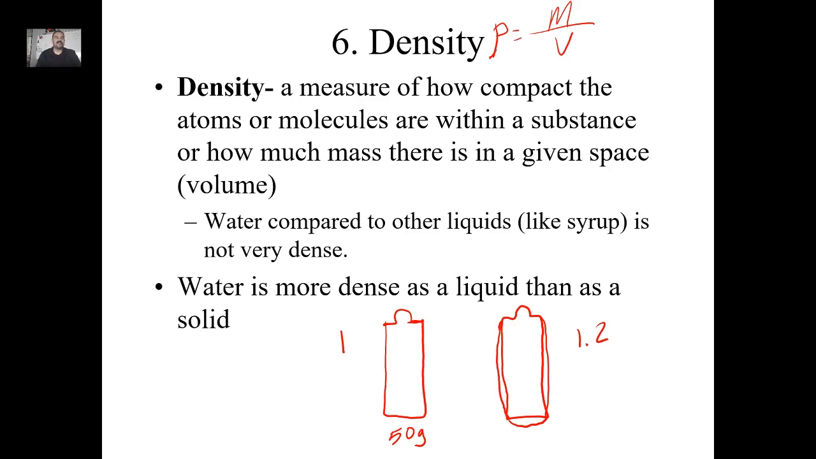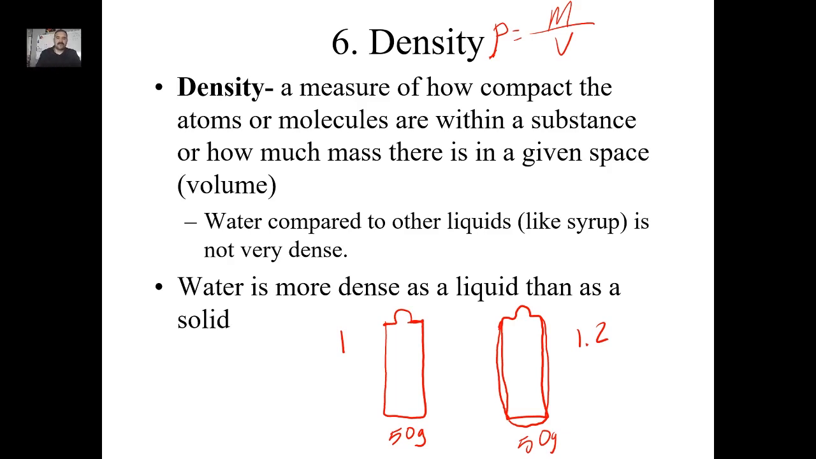Did the mass change? Yes or no? All right, so this is still 50 grams, right? So let's just do a quick calculation. 50 divided by 1 is 50. What's 50 divided by 1.2? Anybody with a calculator nearby, please plug that in. All right, 41.6, we'll call it 42.